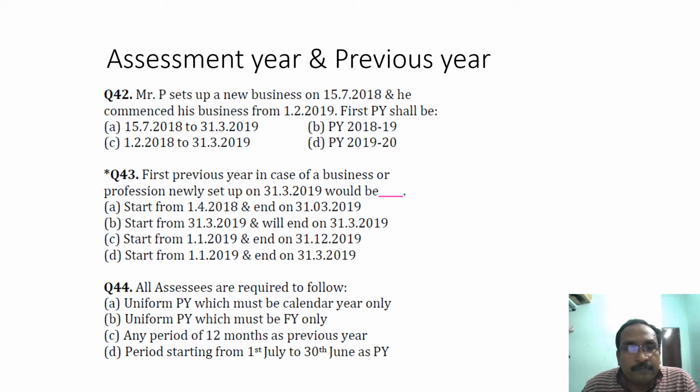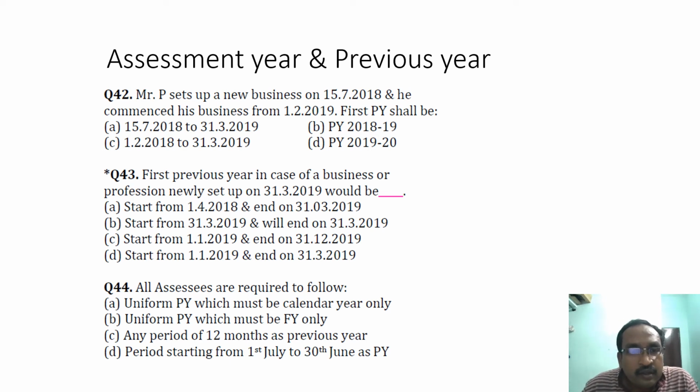In this example, you want to test whether previous year can be less than 12 months or 12 months. Because he started his business in the middle of the year, it will always be less than 12 months. So B is not the answer, D is not the answer. He started his business on 15th July, so it will be A, 15th July 2018 to 31st March 2019.